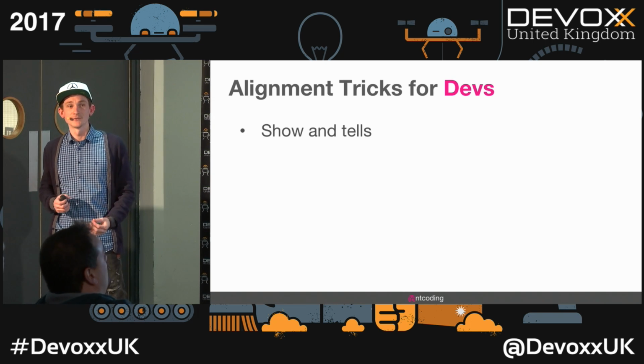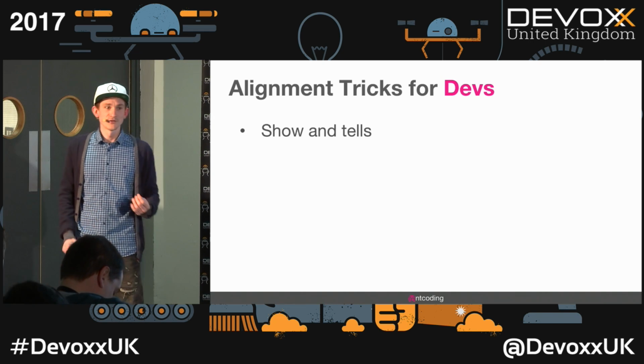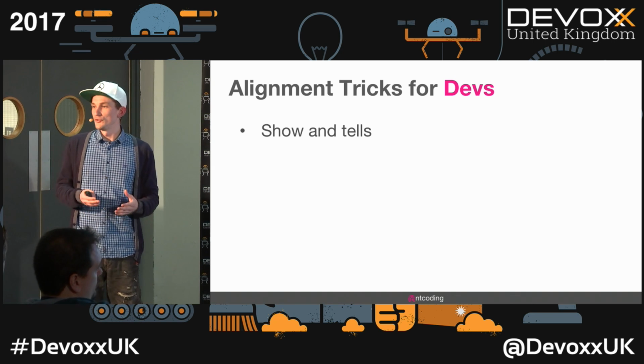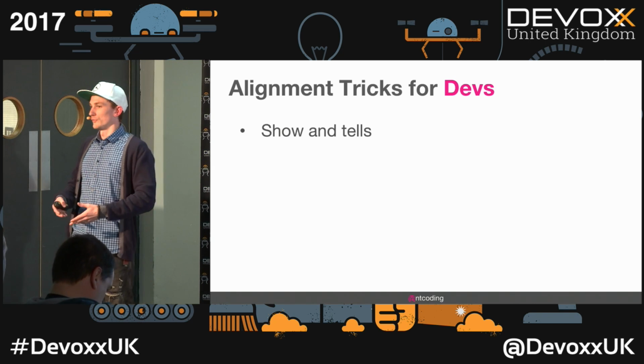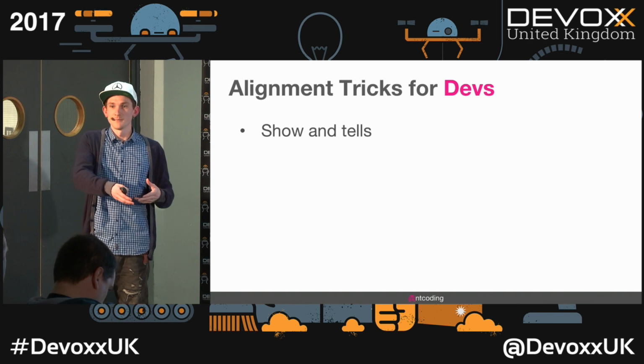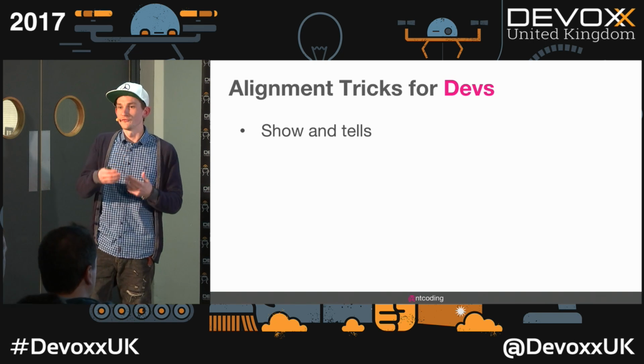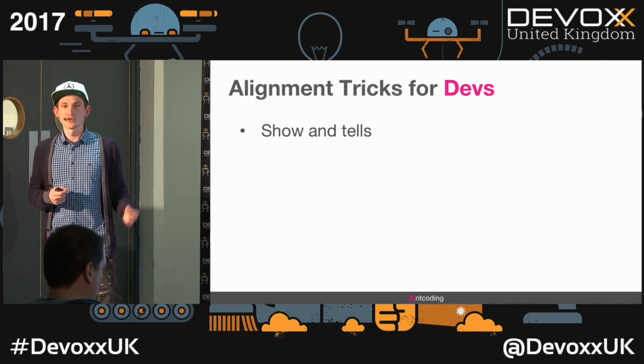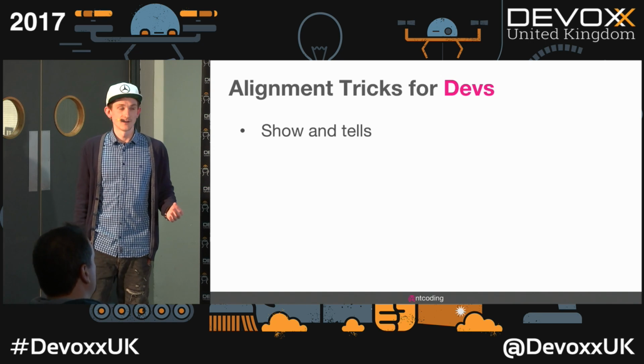So show and tells is a good way. So the point here is, whether you're doing discovery or not, you need to understand how your model fits into the rest of the system. Because like we talked about, these boundaries will evolve. And so you need to understand what other teams are working on. Show and tells are a really good way to do this.